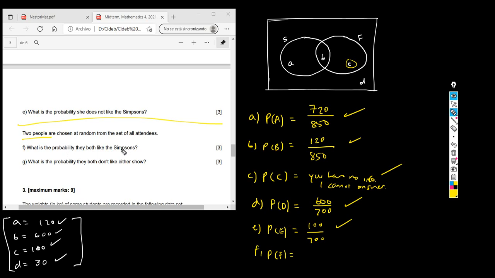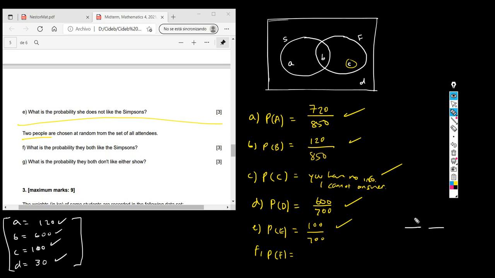They both like The Simpsons. If you watched the explanation given on a previous video, I told you that when you have this type of question, you have a set of objects, and you want to calculate the probability of something like this. Well, if I choose two at random, what is the probability that in this case they both like The Simpsons? What you have to do is this type of analysis.